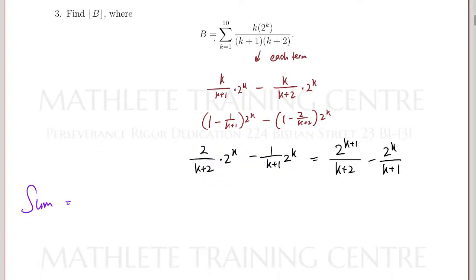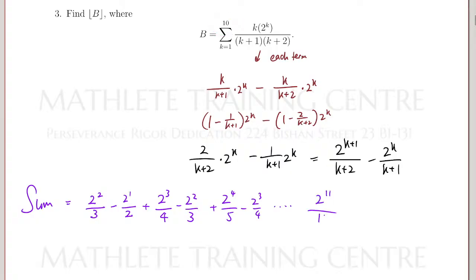So the sum is, we start from k equals 1. That will be 2 squared over 3 minus 2 to the power 1 over 2. And then when k equals 2, it will be 2 cubed over 4 minus 2 squared over 3. And when k equals 3, it will be 2 to the power 4 over 5 minus 2 cubed over 4. So on and so forth until k equals 10, and that is the last term: 2 to the power 11 over 12 minus 2 to the power of 10 over 11.